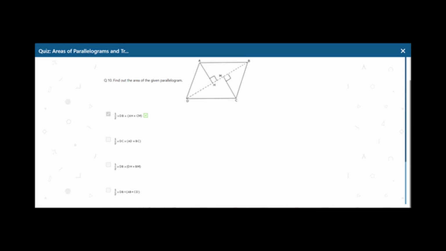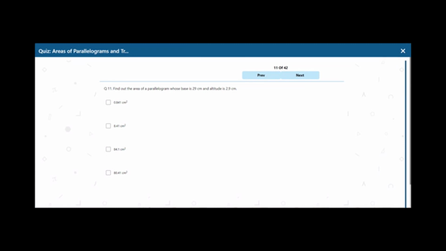Pavan. Yes, ma'am. Last question for the day. Find out the area of a parallelogram whose base is 29 and altitude 20.2.9. Option C, ma'am. That's correct.